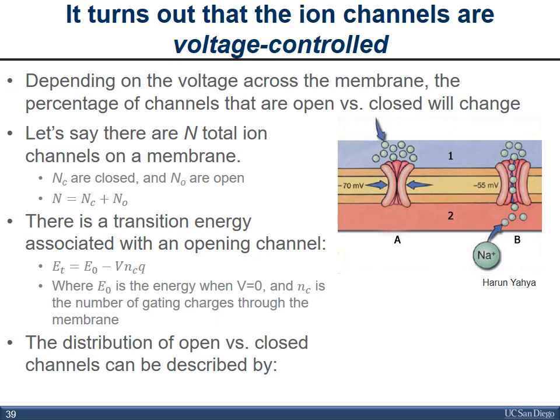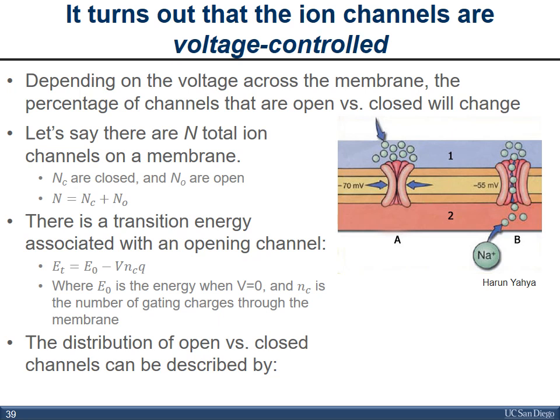Now, in order to open a channel, there needs to be a certain amount of energy exhibited here. So we're going to call this E sub t, equal to E sub 0 minus V N sub C q, where E0 is the energy when V equals 0, and N sub C is the number of gated charges that will go through the membrane at once. For example, in that previous ion pump, we could get 3 potassium ions that go through at once to 2 sodium ions, or sorry, other way around.